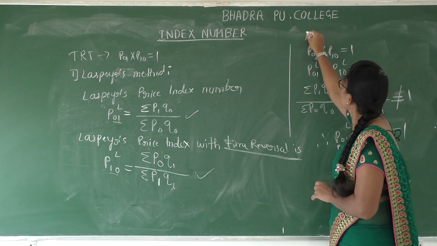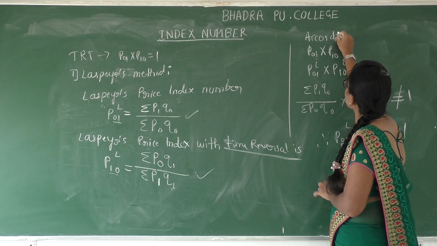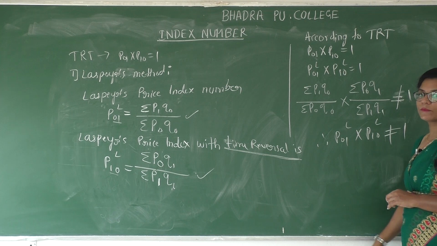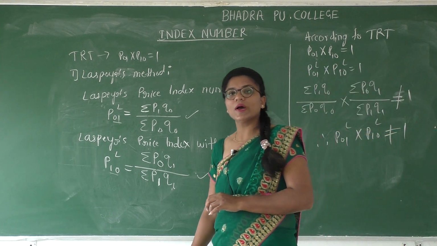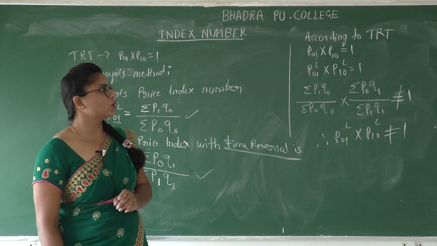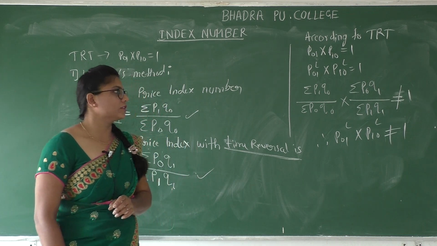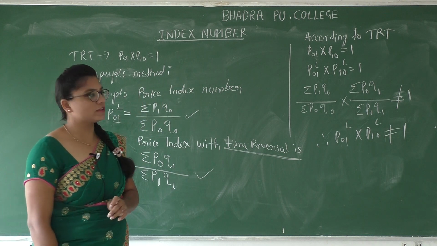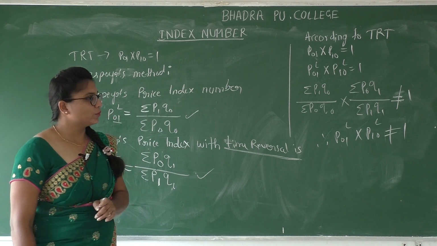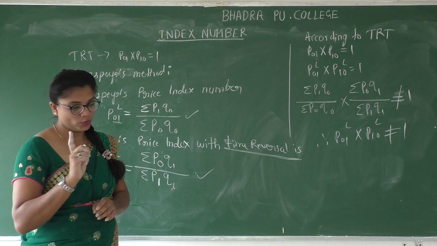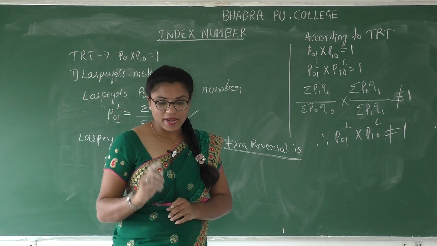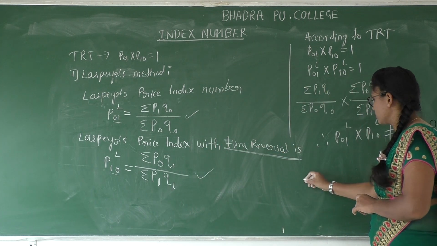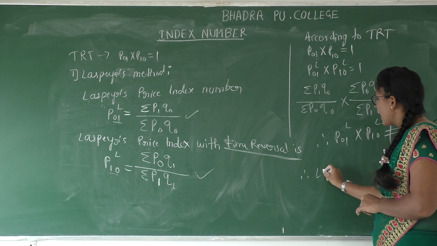According to the time reversal test, P01 into P10 is equal to 1. Next, for last year's we are doing this, the terms do not get cancelled. Therefore P01 L into P10 L is not equal to 1. Therefore, thus last year's price index number does not satisfy the time reversal test.